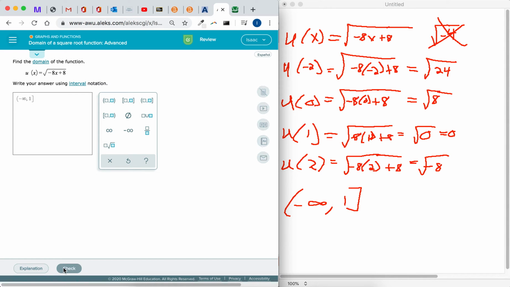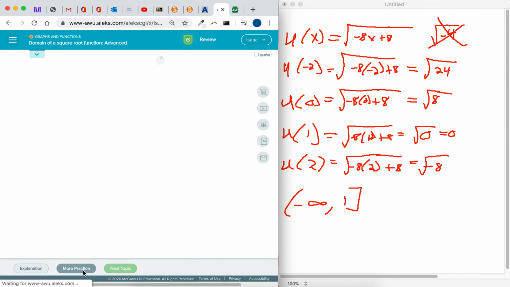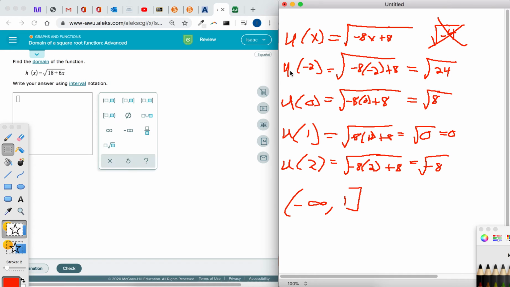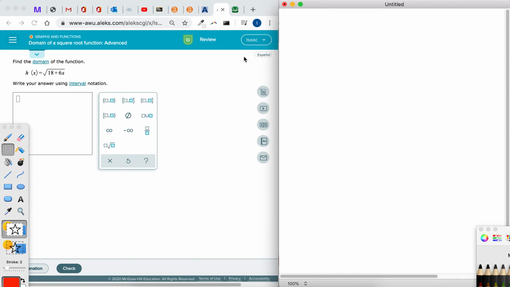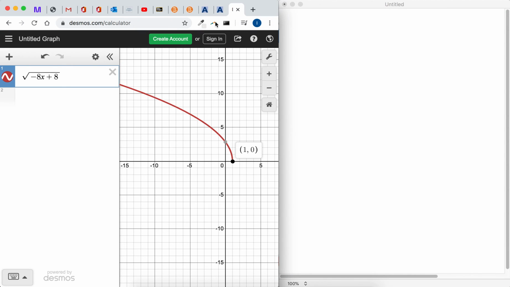All right, let's check out another one. Same type of thing with this one. Let's just do this one with the graphical method. You could try plugging in some numbers to get an idea. But the square root of 18 plus 6x. Here's the graph of the function.